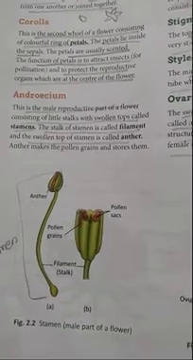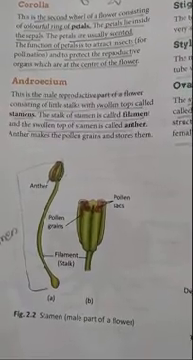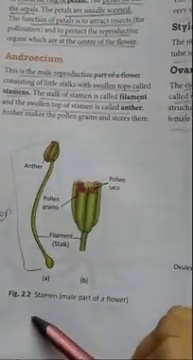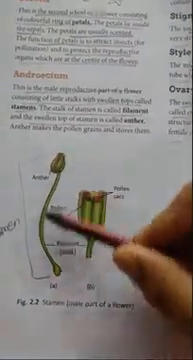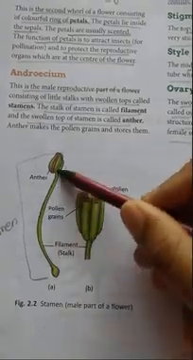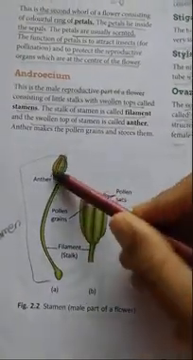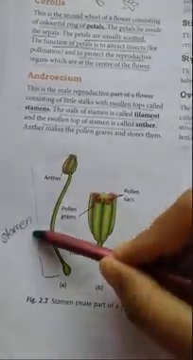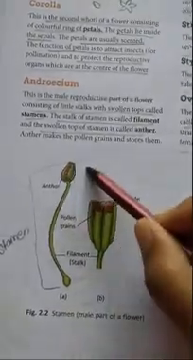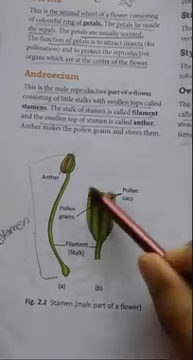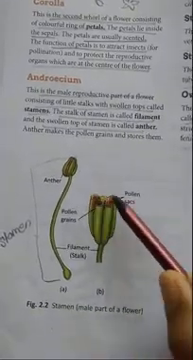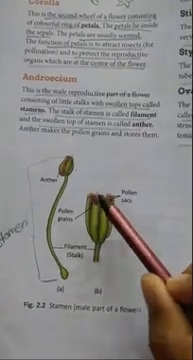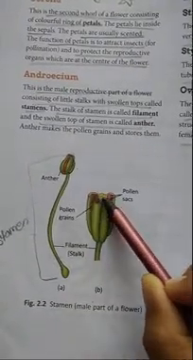Now androecium, this is the male reproductive part of a flower. Come to figure 2.2. Here you can see the figure. This is a stalk-like structure known as the filament, and the swollen tip is known as the anther, and this whole structure is known as a stamen. In a cross-section view of this anther, you can see the pollen sacs. These sacs contain the pollen grains. These pollen grains are male sex cells.